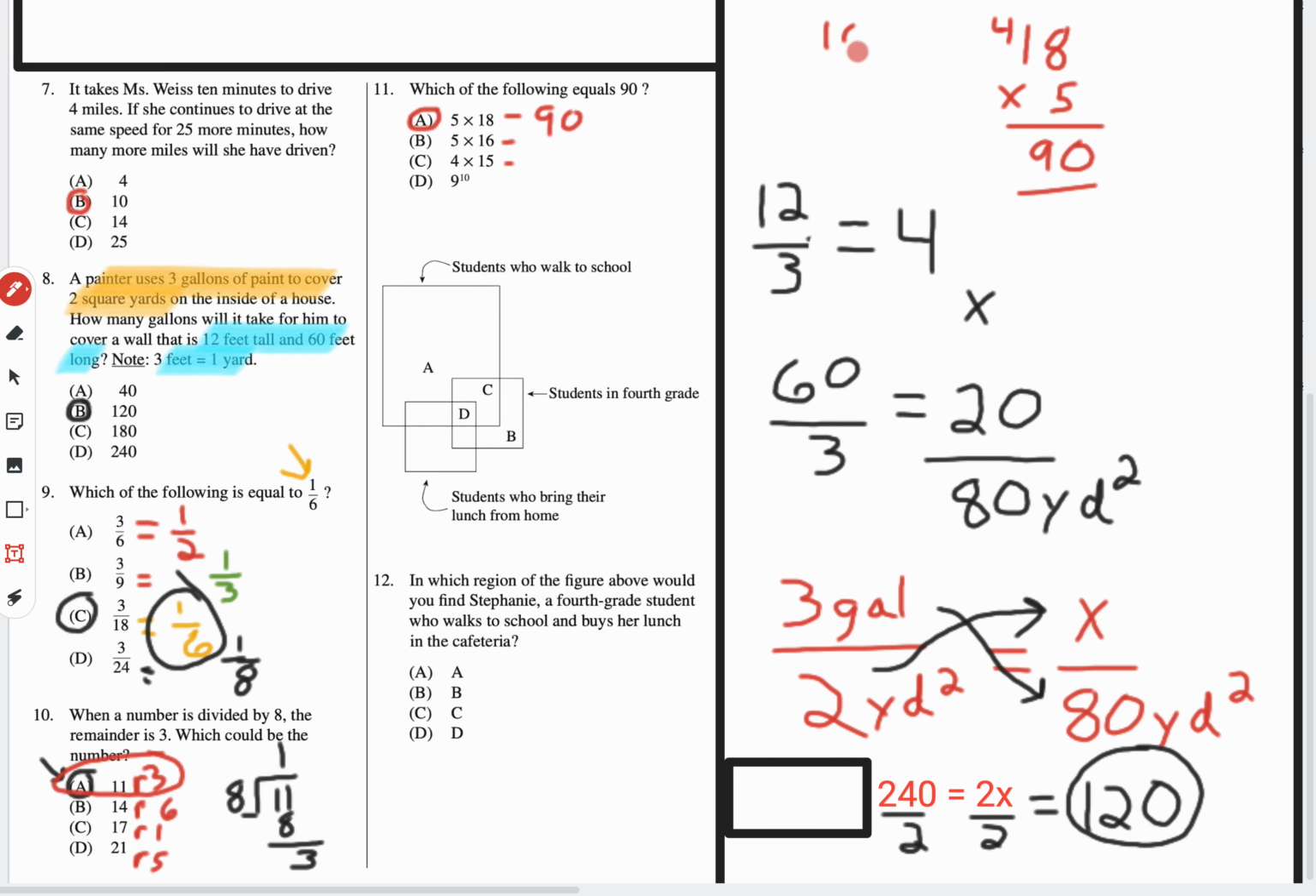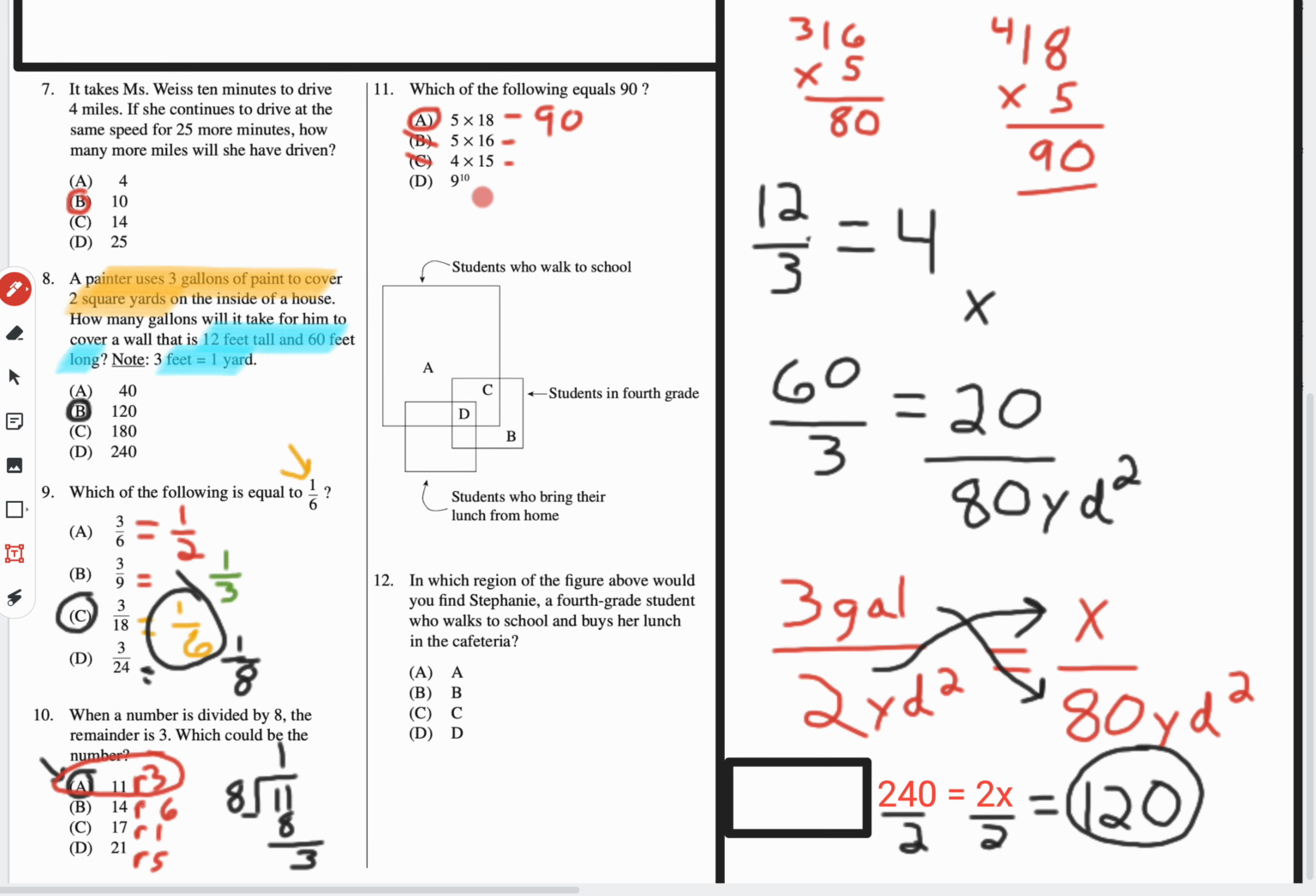What is 16 times 5? 6 times 5 is 30. 5 times 1 is 5 plus 3 is 8 for 80. Close. 15, 30, 45, 60 for C.